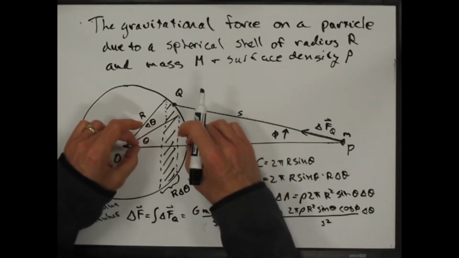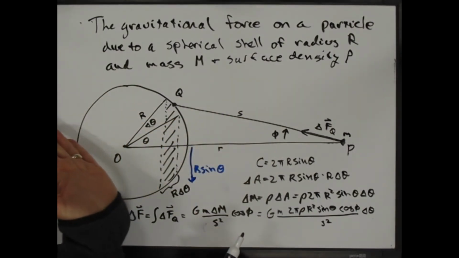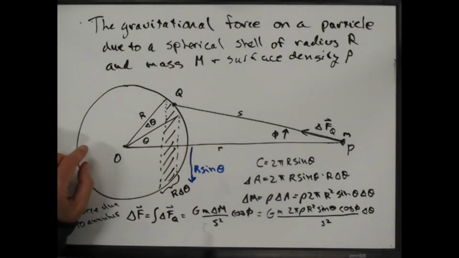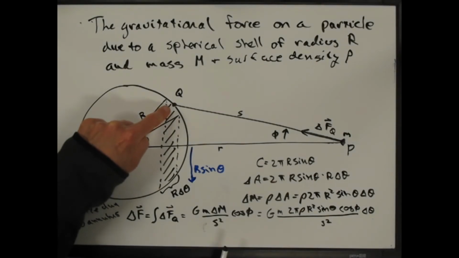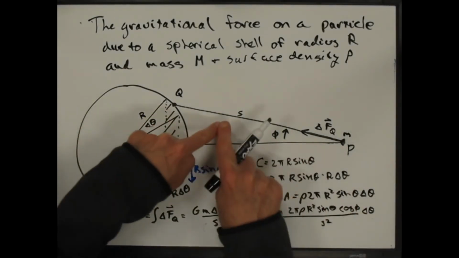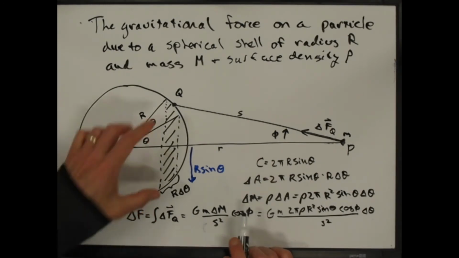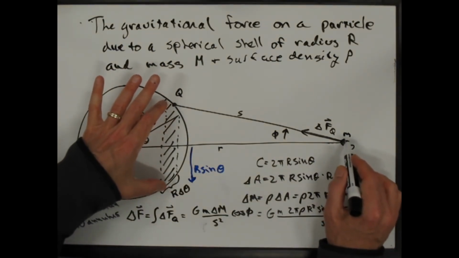And what we're going to end up doing is integrating theta from 0 to pi, and we'll cover all of the elements of the surface. Right? This point Q is just one point on the surface of the sphere. This distance is r, that is s, this angle is phi. And so, first of all, we're going to focus on what this ring is doing to this point gravitationally.